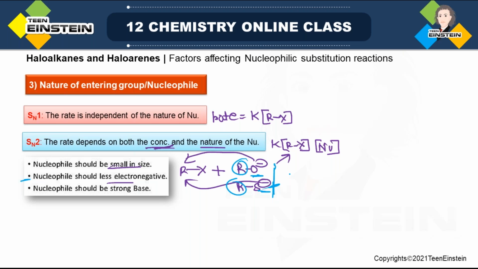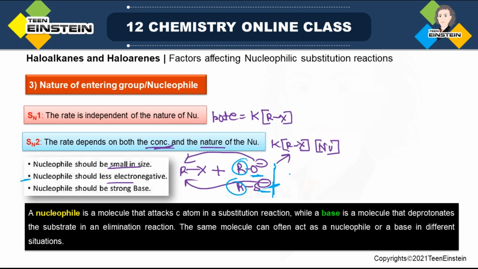And the last point, the nucleophile should be a strong base. Now basicity and nucleophilicity have some correlation. Mostly they are correlated. That is, when it is a good base, it is a good nucleophile. When it is a good nucleophile, it is a good base. In some cases it may not be so, but mostly it is, so that is why you can say that it should be a strong base.